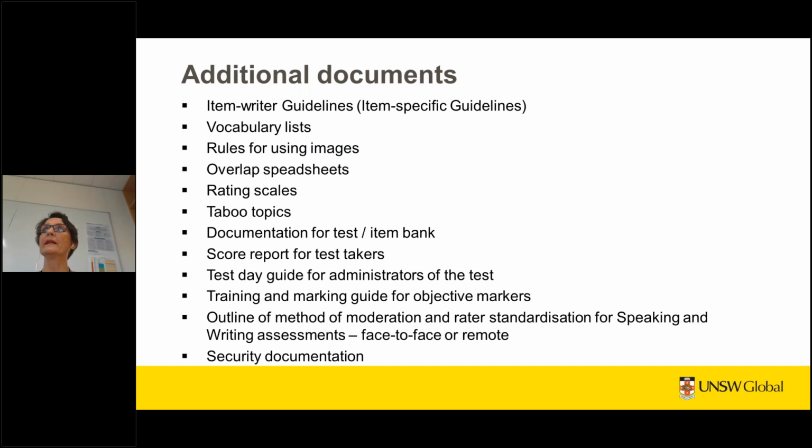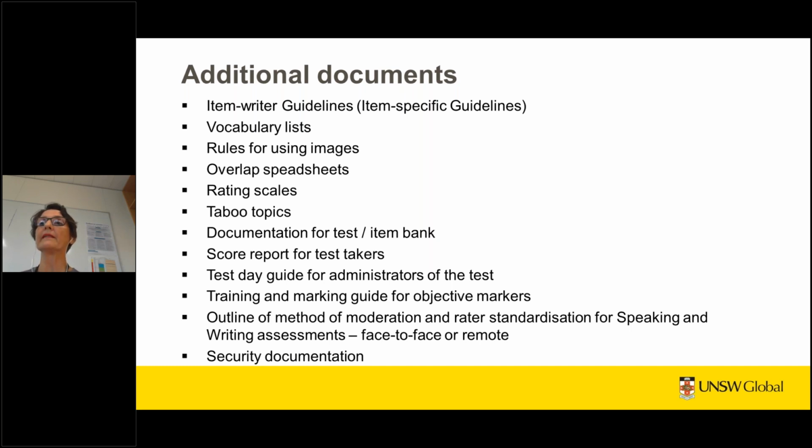And of course, there are many documents that go with the test specifications. It's not a standalone document, it's part of a whole suite of documents. So probably the next most important document is the item writer guidelines. And these are item-specific guidelines which are used by the item writers for every item that they're writing. So if they're writing section 1, true, false, not given items, they've got the specifications for those true, false, not givens next to them while they're writing. And this ensures that you have a standardised test.